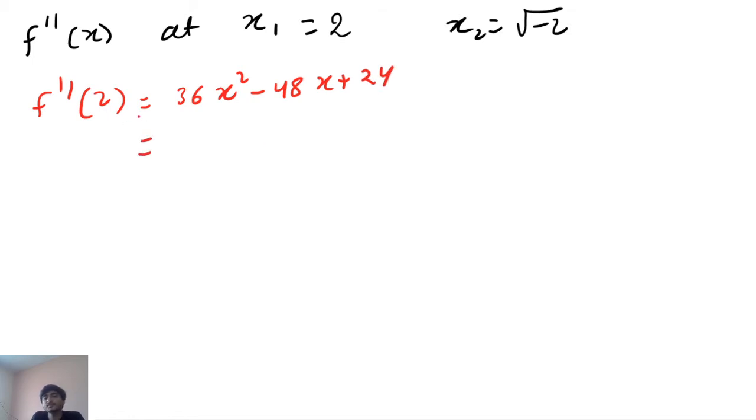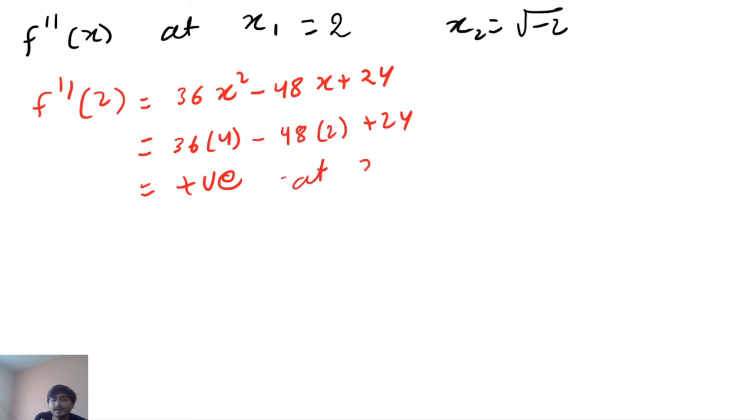Now if I put x is equal to 2, what happens? 36 into 4 minus 48 into 2 plus 24, right? So you can easily see this is positive. That's why at x equal to 2 the value is minimum.